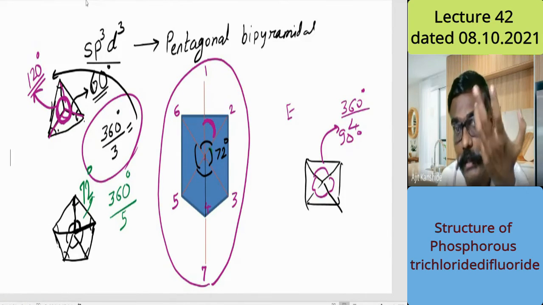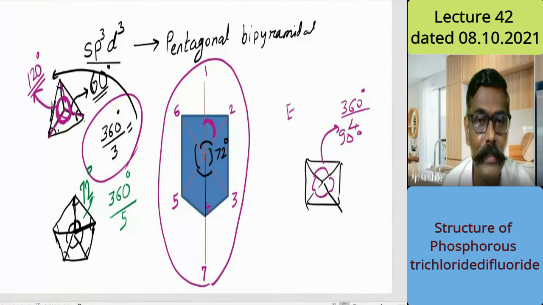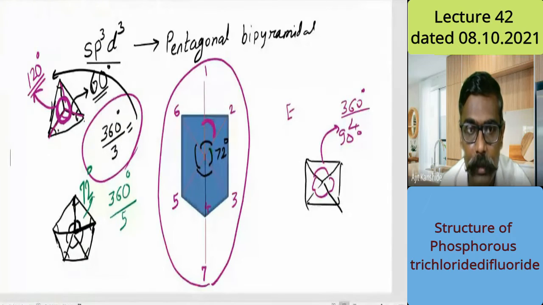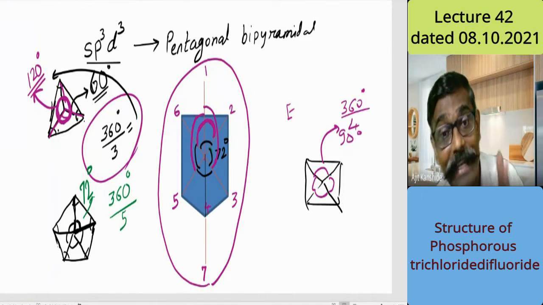In octahedral, the square is a plane. In pentagonal bipyramidal, the pentagon is a plane. I am asking the question: what is the bond angle between position number 1 and 6? Bond angle between position number 1 and 5? Bond angle between position number 1 and 3? All are the same.